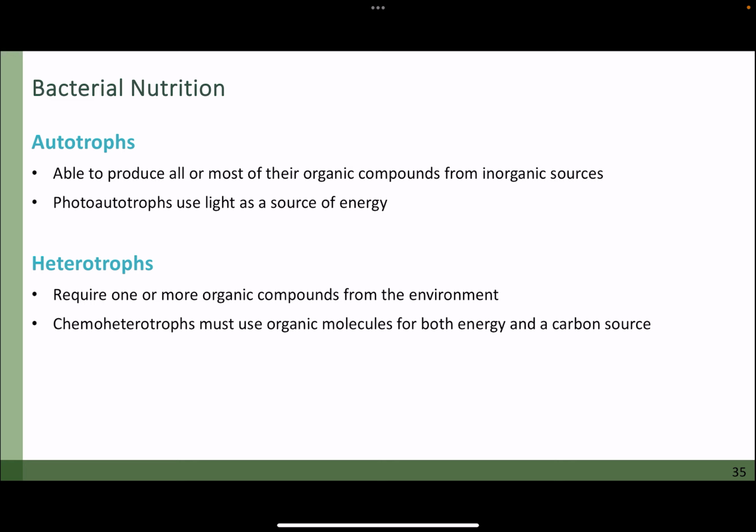So you and I are heterotrophs. Many of our eukaryotes are heterotrophs. Basically, for eukaryotes, if they're not performing photosynthesis, they're probably heterotrophs. But bacteria and archaea can be either one. Some groups will act as autotrophs, others will act as heterotrophs.